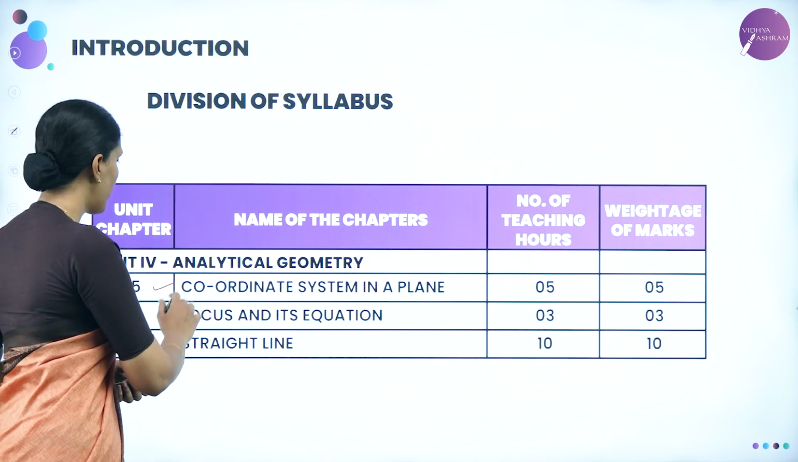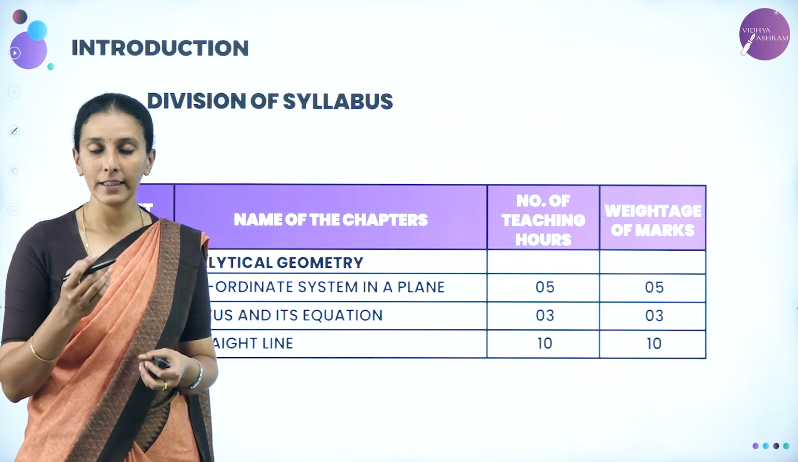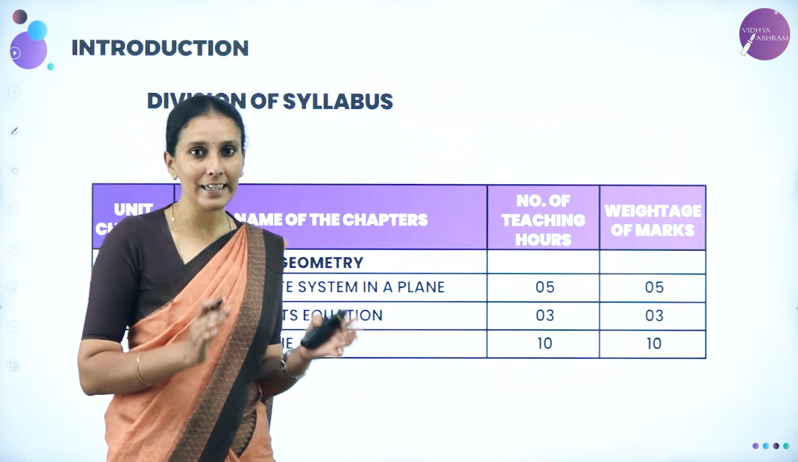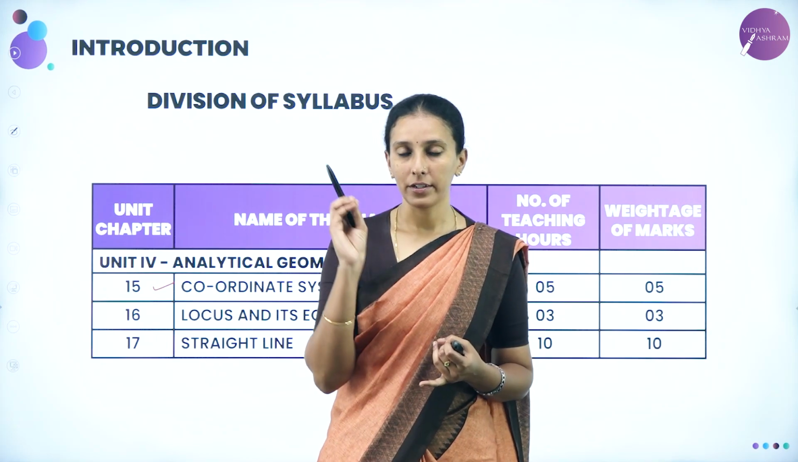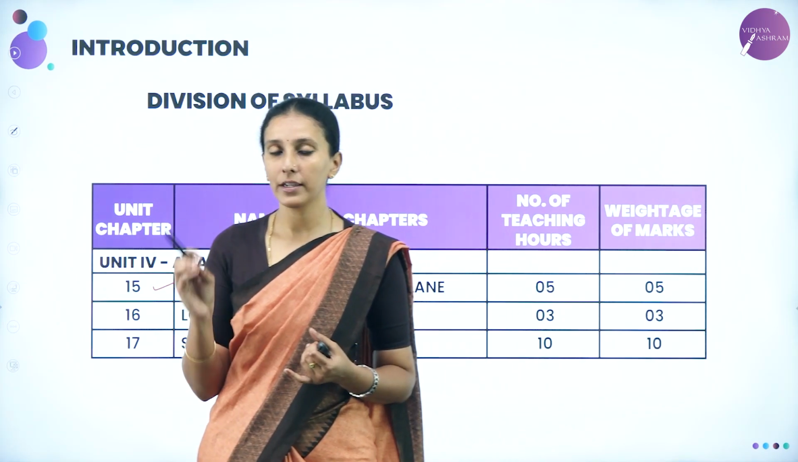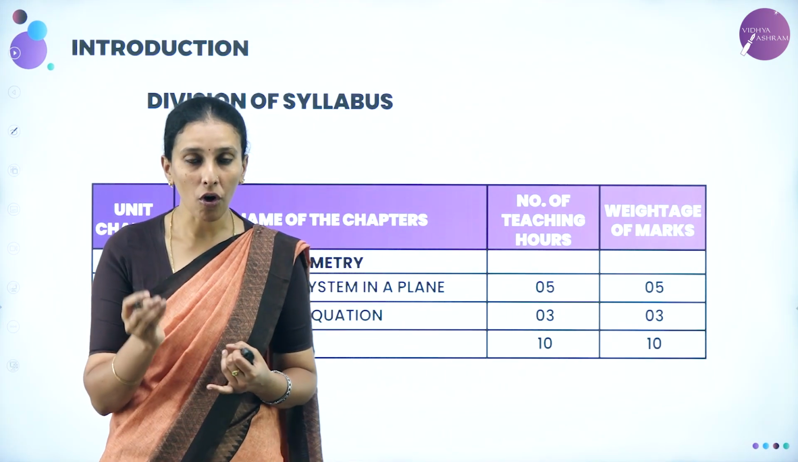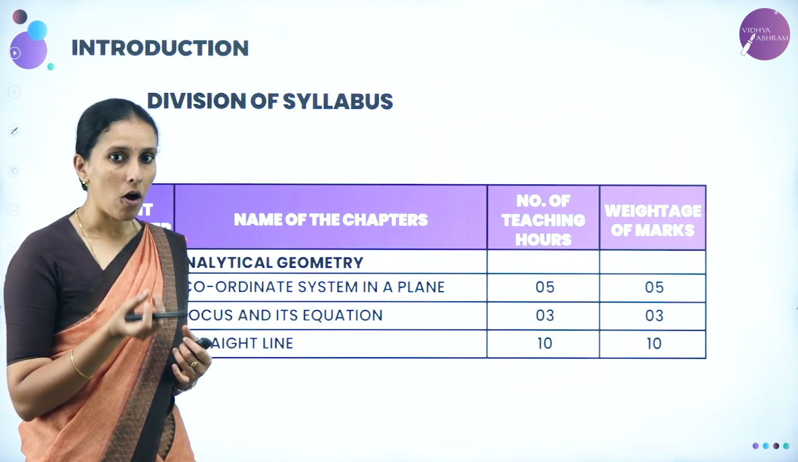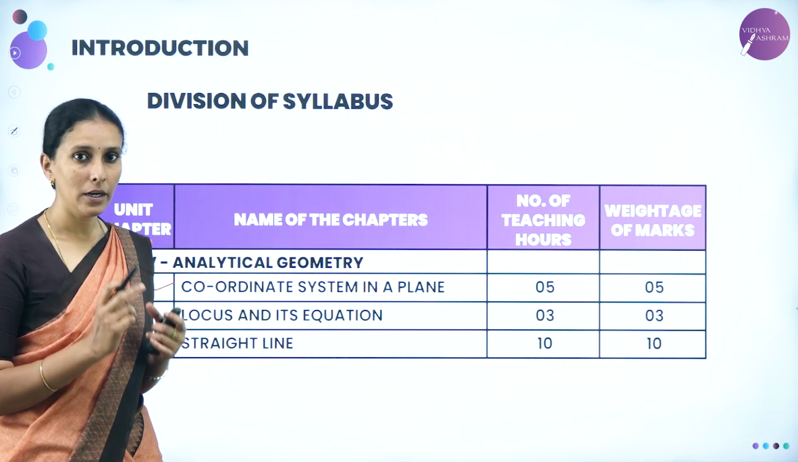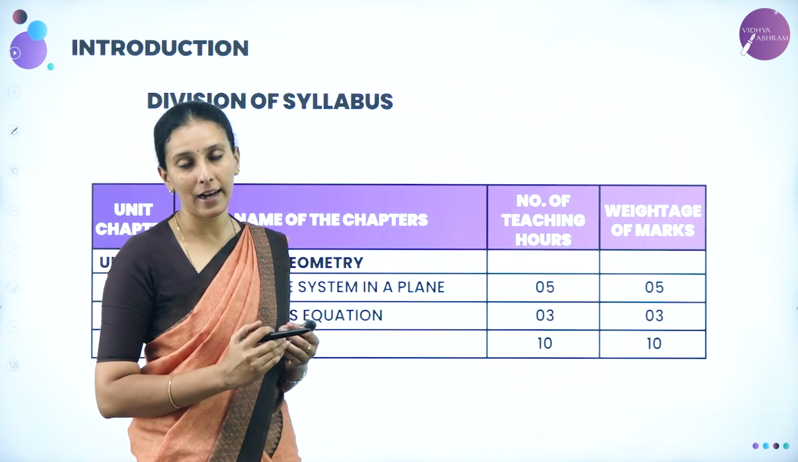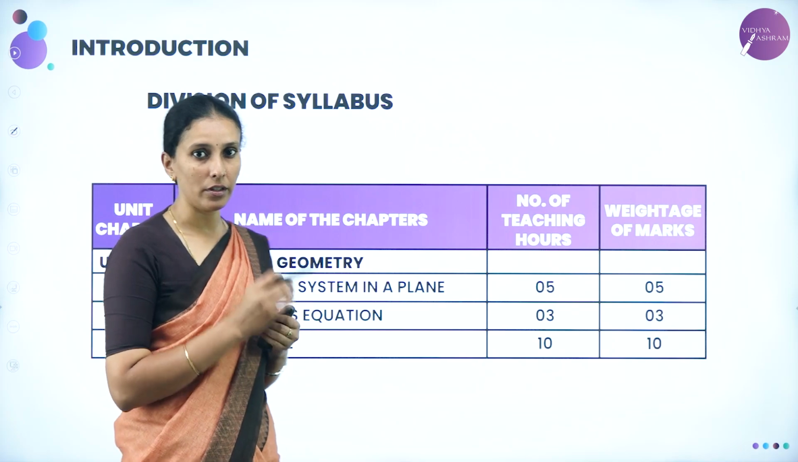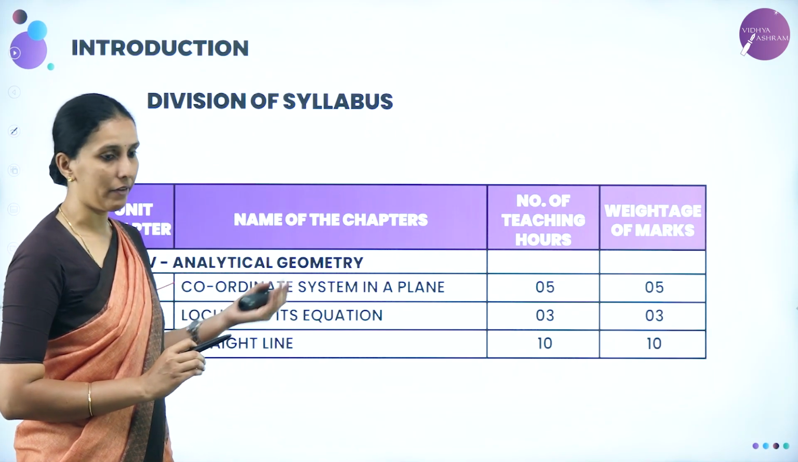The next unit is analytical geometry. The very first chapter is coordinate system in a plane. In this chapter, you will be learning in detail about the coordinate axes, how to find or plot a point inside the graph, how to draw a line, what the distance between given points is, as well as how a point divides a line and what the equation of that point is when it divides the given line.